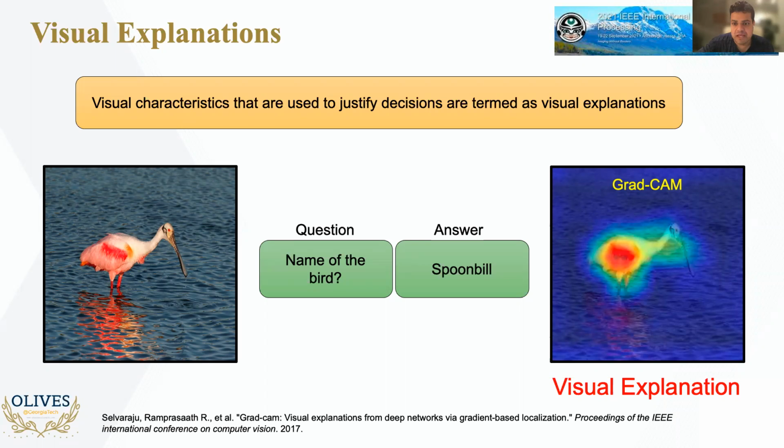Consider this example. Given the image of the bird and asked the question what bird species the bird belongs to, the answer is it is a spoonbill. The explanation here has to answer why spoonbill. The provided image with the overlaid heat map on the right is the visual explanation. The provided explanation uses a well-known technique called Grad-CAM. It's used to understand why a neural network specifically answered spoonbill.